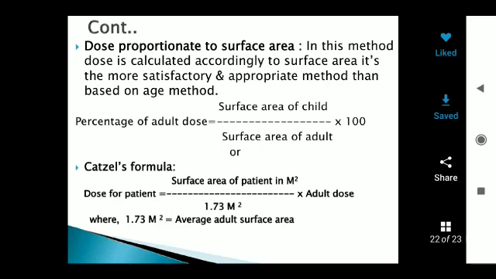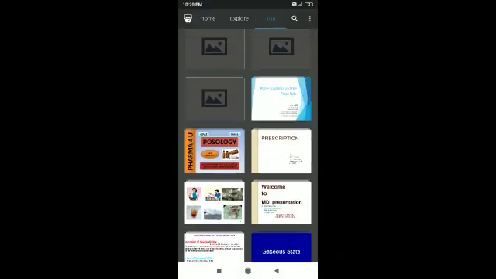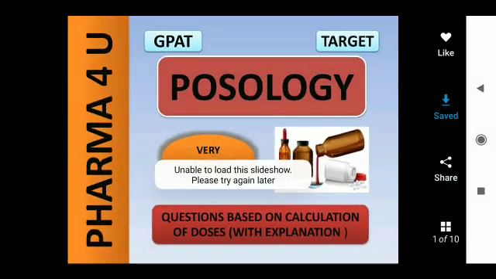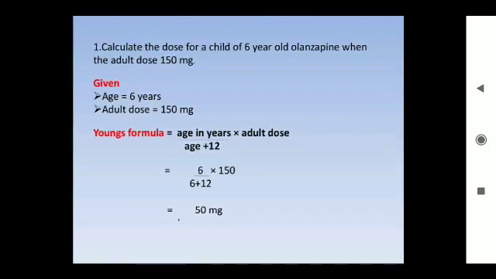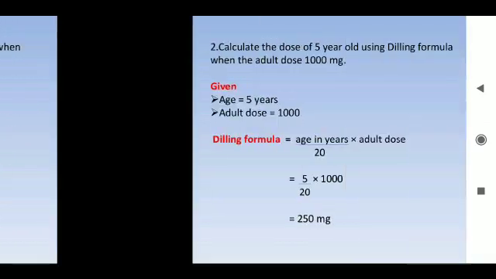Dose per patient is equal to surface area of the patient in meter square divided by 1.73 meter square into adult dose. In the above equation, 1.73 meter square is equal to the average adult surface area. These are the two formulas to calculate the dose for child patients based upon their body weight and body surface area.